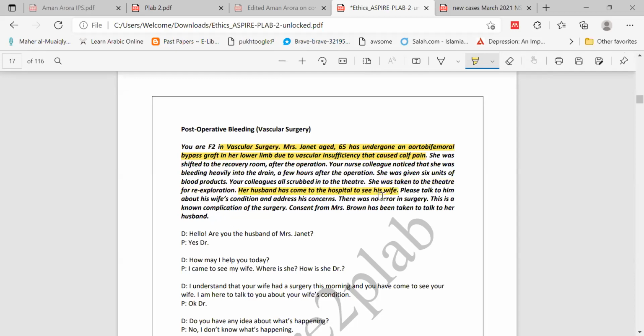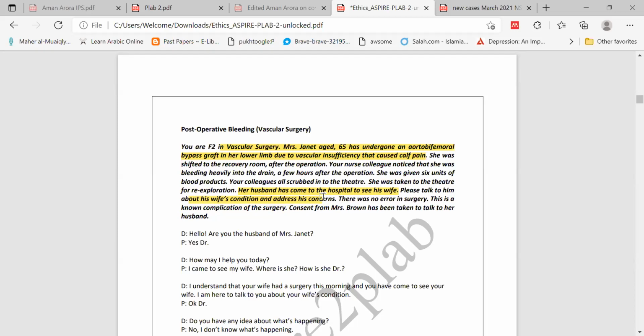Please talk to him about his wife's condition, current condition. What they mean by condition is not that your wife had a leg problem and then she was in here for surgery. He already knows she was in here for surgery. There was no error in the surgery. That means you do not have to take the blame on yourself. The lady probably knew the complication. This is a known complication of the surgery.